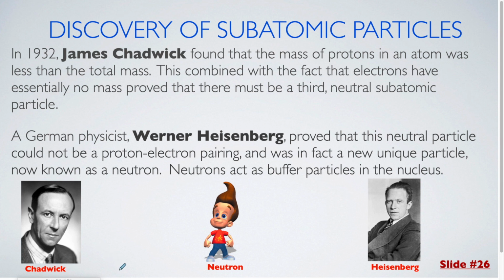In 1932, James Chadwick found that the mass of the protons in an atom was less than the total mass. This, combined with the fact that electrons have essentially no mass, proved that there must be a third neutral subatomic particle. A German physicist, Werner Heisenberg, proved that this neutral particle could not be a proton and electron pairing, and was in fact a new, unique particle, now known as a neutron. Neutrons are important because they act as a buffer particle inside of the nucleus, so that the positive protons do not repel each other.